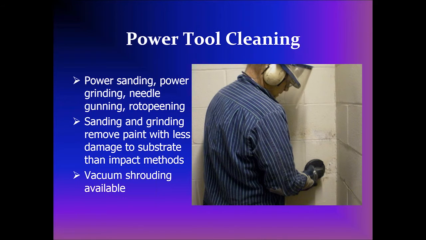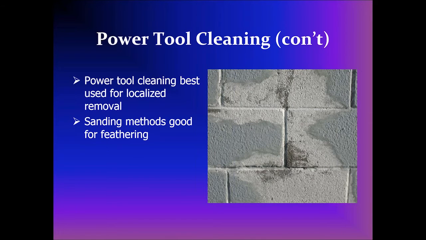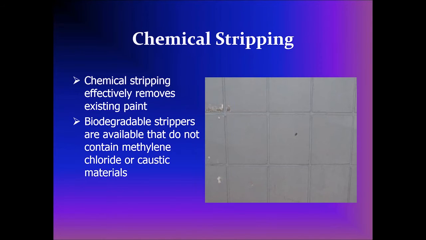Now, power tool cleaning. Power tool cleaning is sanding, grinding, needle gunning, rotopeening. The sanding will do much less damage to the substrate while removing the paint. And again, similar to the water jetting, vacuum shrouds are available to really reduce dust, capturing the material at the point of generation. The power tool cleaning, though, is best used for localized removal. It's hard to do a large surface with power tools, very inefficient, but the sanding is very good for feathering. Here you see some coating that was removed and feathered back to make a smooth transition between the removed coating and the original surface.